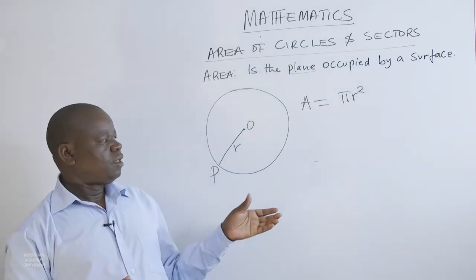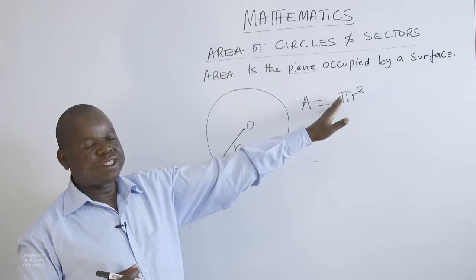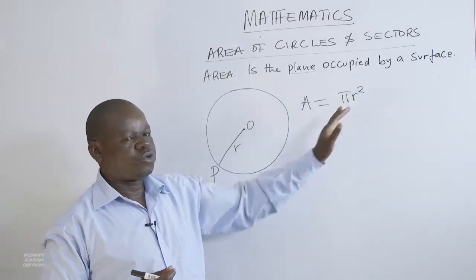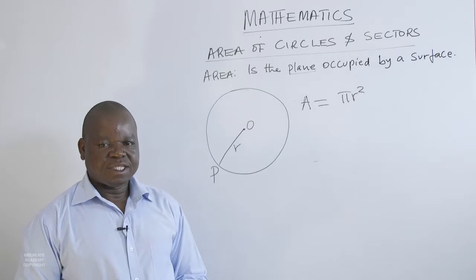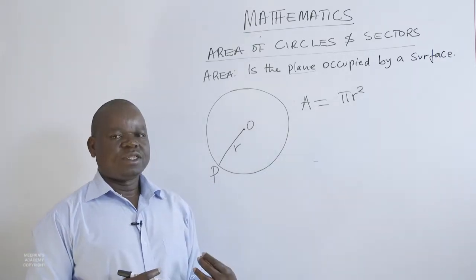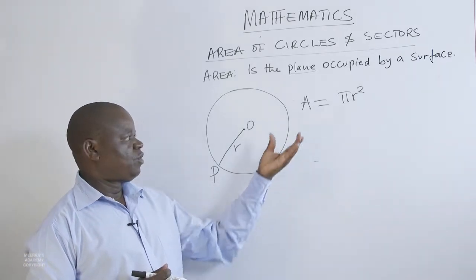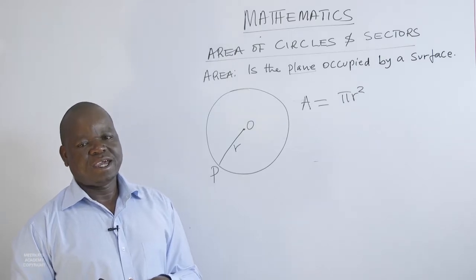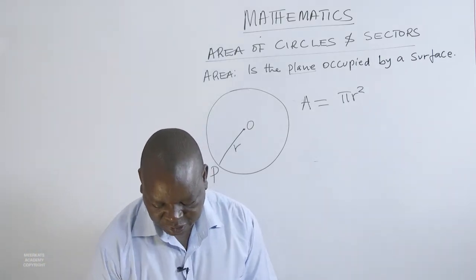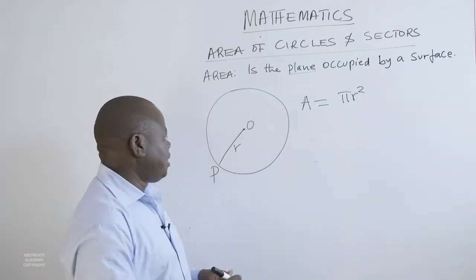Recall that in our year 8 we discussed that the area of a circle is given by pi r squared, where r is the radius of the circle. So if this is true, then for any given circle of any given radius, we are able to calculate the area of that particular circle. So you will recall this formula.